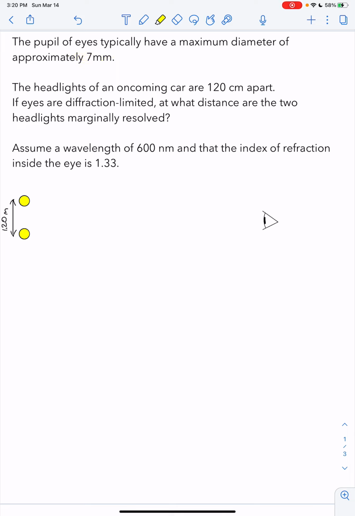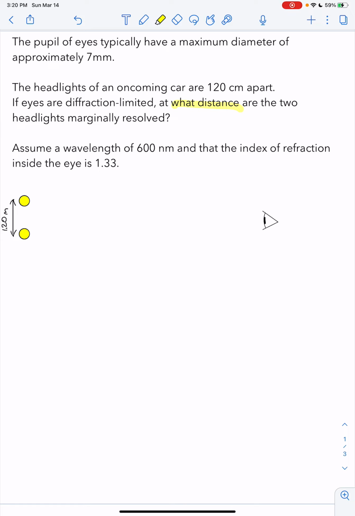Next, what we're told is that we're going to assume that eyes are diffraction limited. We're not going to worry about any other structural limitations. We're going straight to the physics of how our optical systems are limited by diffraction, and that also tells us what equation to use. So what we want to know is at what distance these two light sources are marginally resolved.